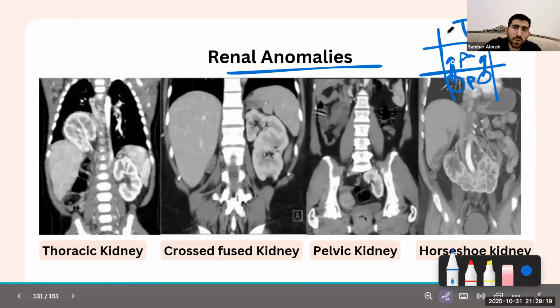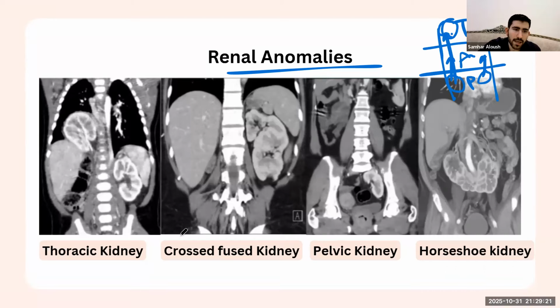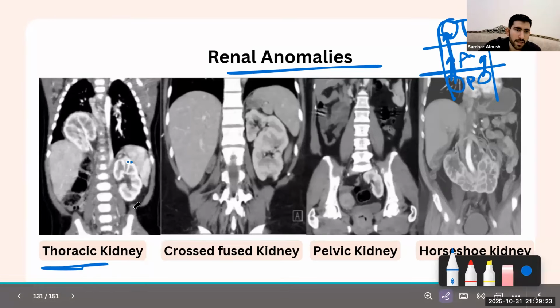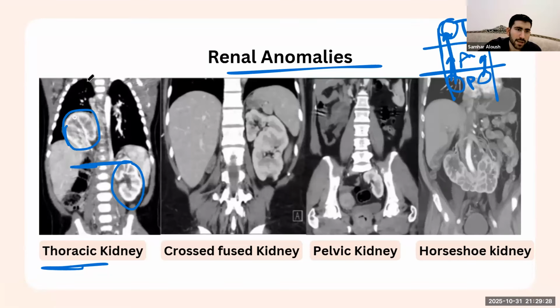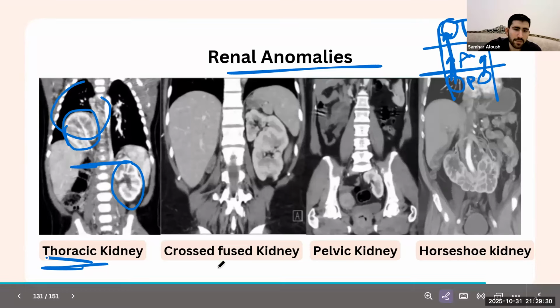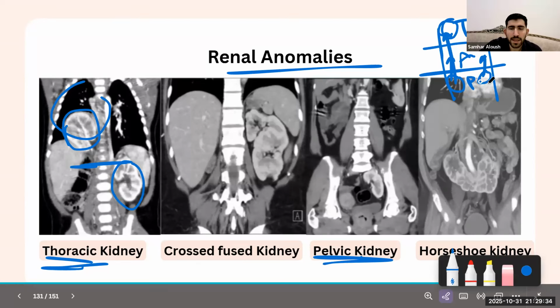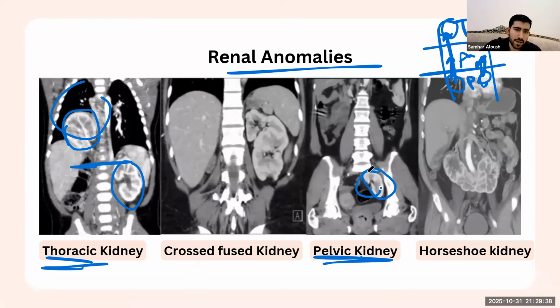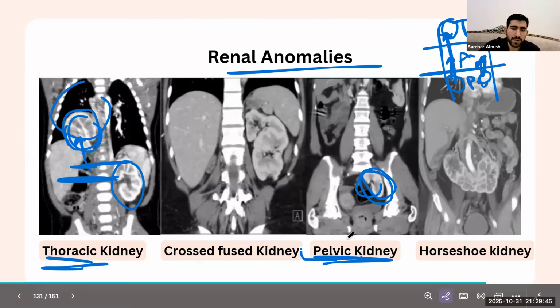If the kidney ascends so much and reaches the thoracic area, that's called thoracic kidney. See, here is the kidney at the level of the liver. However, we have a kidney at the level of the lung. That's thoracic kidney. We also have something called pelvic kidney. Pelvic kidney is when the kidney didn't ascend to the abdomen, so we have a kidney near the bladder. Normally the kidney should be at the level of the liver. If it's above, that's thoracic. If it's at the level of the bladder, that's pelvic kidney.